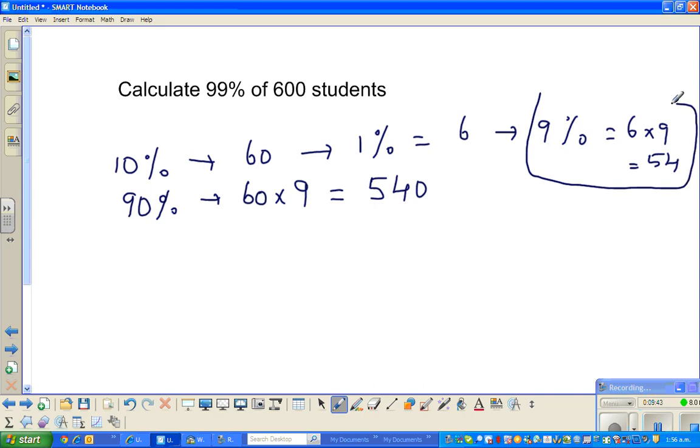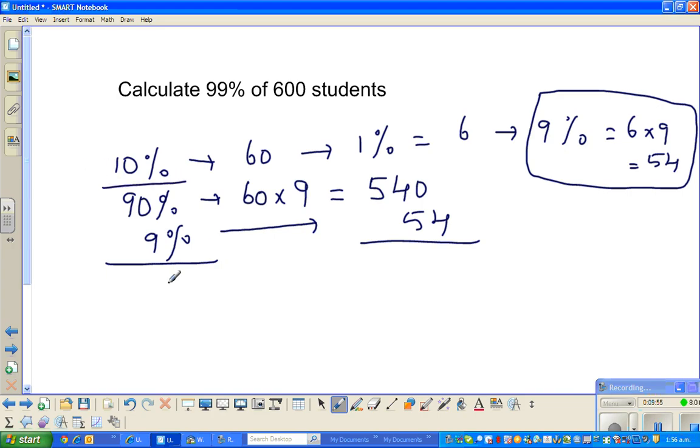I'll show you a better way than this. So 9% I know is 54. So adding these two, 99% would be adding these two, which is 594 students. There's nothing wrong here, just in a different way.